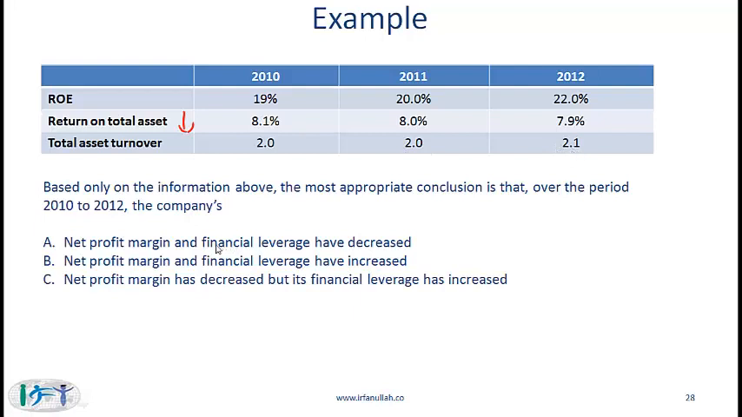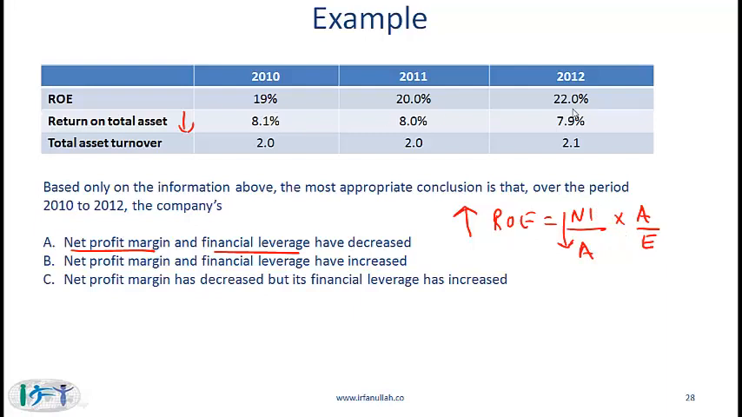We need to make an assessment about the net profit margin and financial leverage. And we'll do this by decomposing the ROE. If we look at the most basic form of the DuPont equation, that tells us that return on equity is equal to return on assets multiplied by financial leverage.